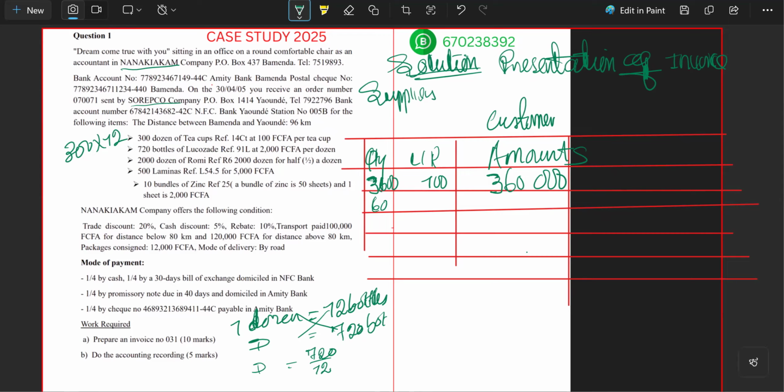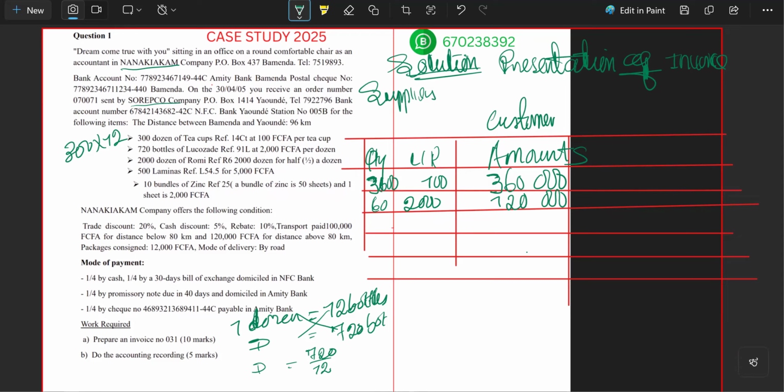And then the unit price, they say the unit price is 2,000. So we multiply 60 times 2,000, and I'm going to have 120,000. Okay, now let's go to the next one. We have 2,000 dozen of Romy, reference R6.